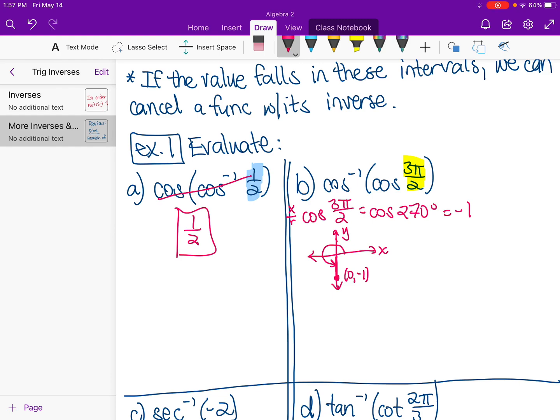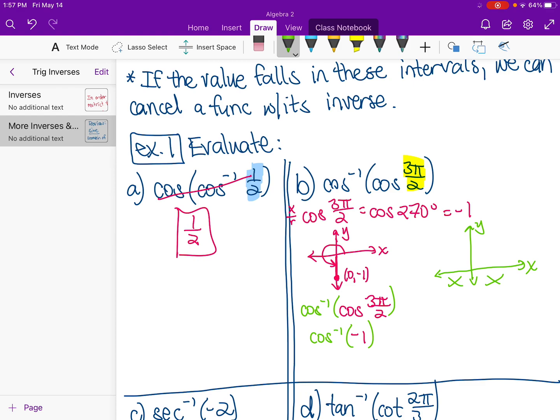Now this is asking me to take cosine inverse of that thing. So we've got to go through those questions that we had before. Where does cosine inverse live? I need a new picture. Cosine inverse lives in quadrants 1 and 2. So I get rid of 3 and 4.